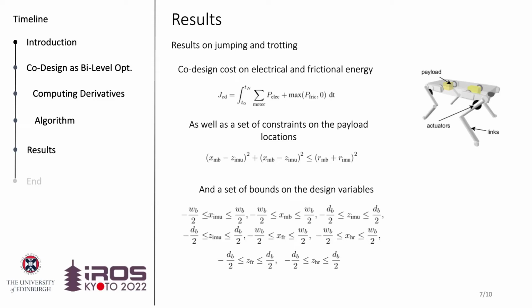We consider two tasks, trotting and jumping. We first define an upper level cost on the electrical and frictional energy of the robot, and then optimize for both tasks. We also specify a set of constraints.